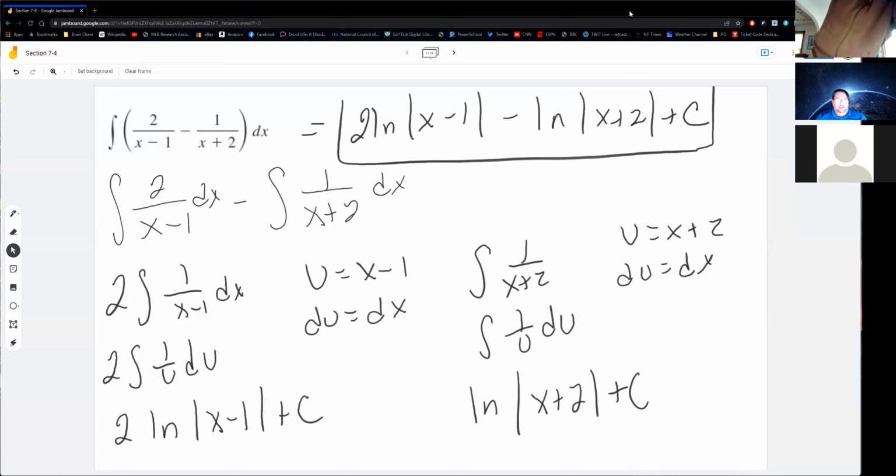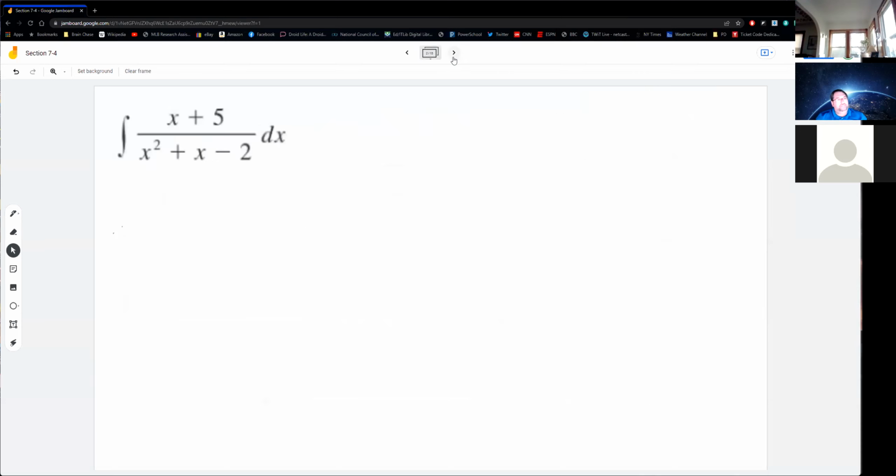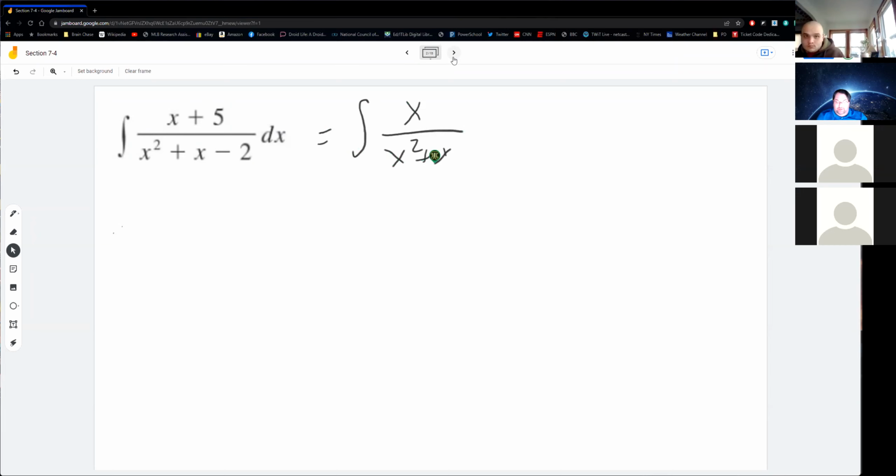All right. So now let's look at this integral. So sending it back in. So this integral, I can't split up. So I could split up and make this the integral of x over x squared plus x minus 2 plus the integral of 5 over x squared plus x minus 2. I could do that.